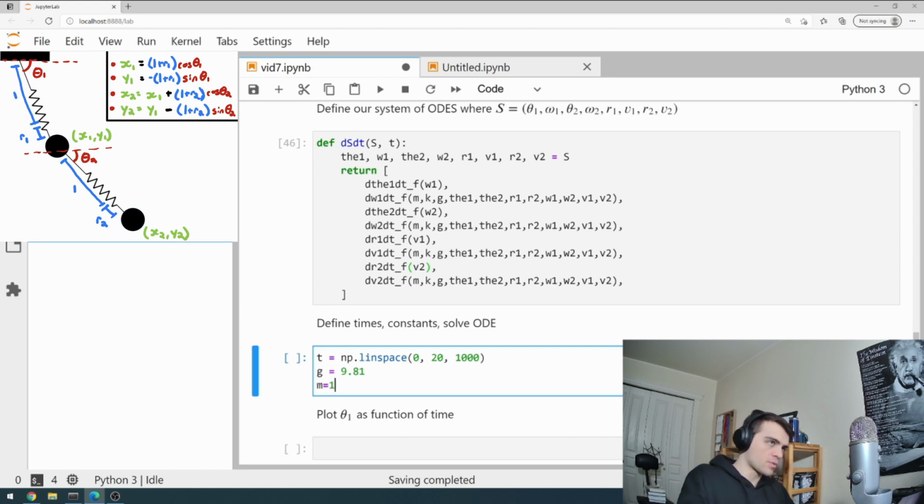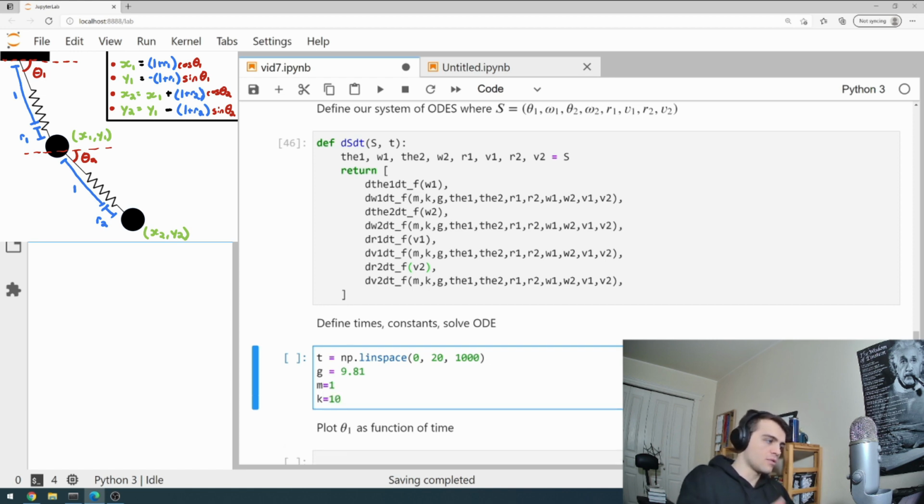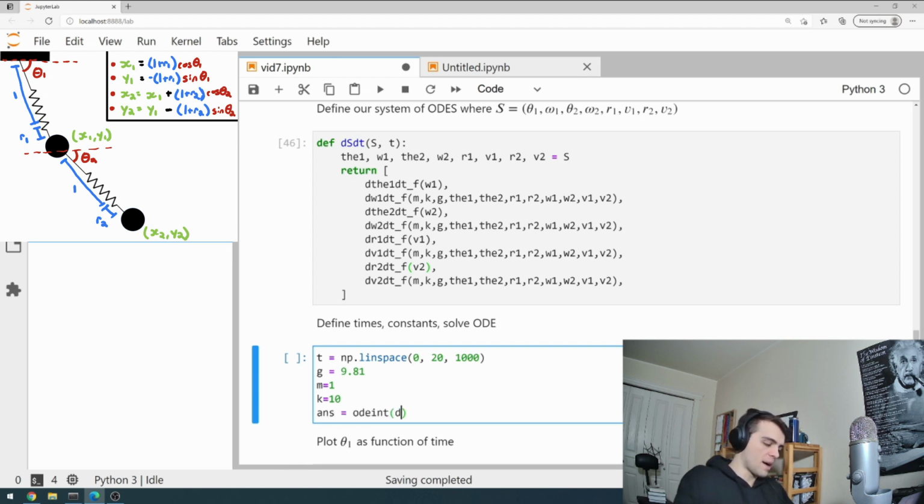I'll say m equals 1 kilogram, k is 10 newtons per meter, and our answer is odeint. We pass in s and dt. Our initial condition, which I'm going to say for the first is np.pi over 2, no angular momentum. Remember, this is theta 1, omega 1, so I'll go 3 halves times np.pi for the second, theta 2, omega 2.